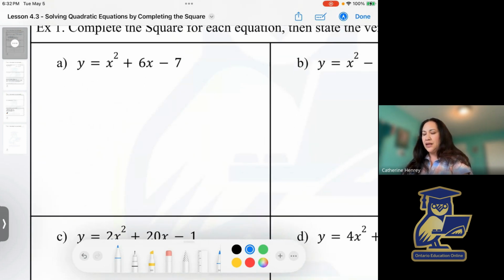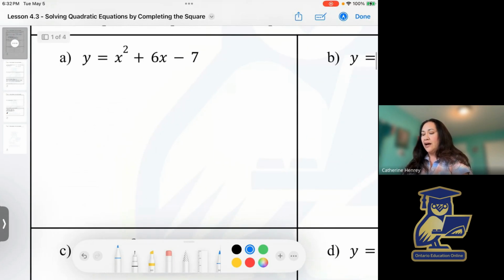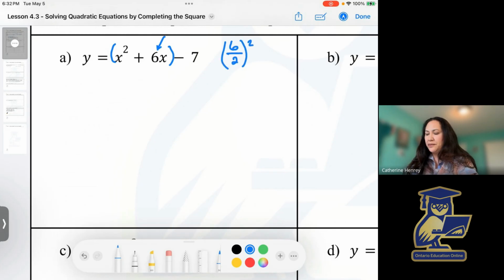If we take something like y equals x squared plus 6x minus 7, we have a quadratic function in standard form. When we complete the square, the first thing we do is we group the first terms. So x squared plus 6x, we group that. Then we take a look at what b is, being the coefficient of the x term, and in this case, it's 6. So we take that coefficient 6, we divide it by 2, and then we square it. And in this case, we get 9.